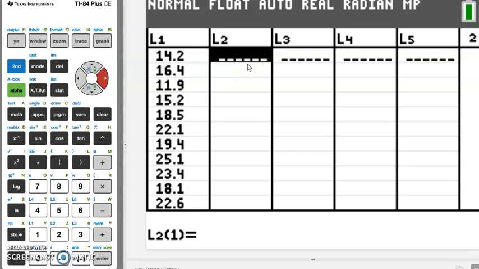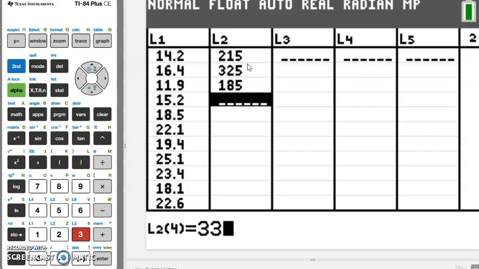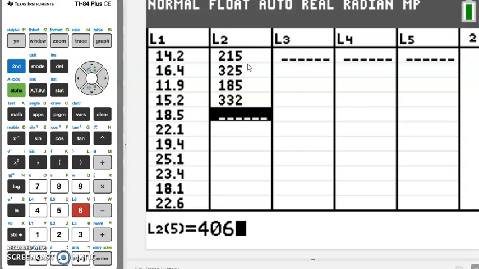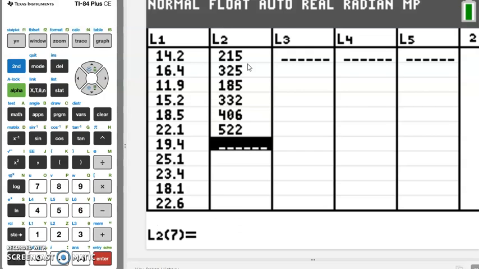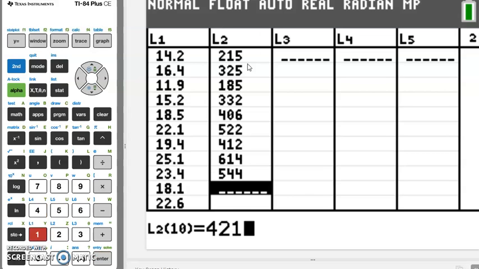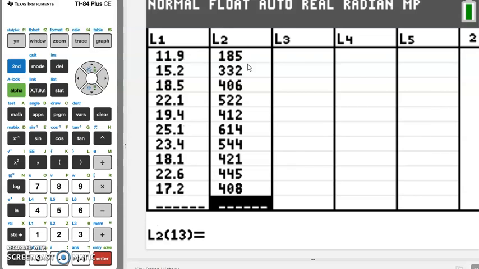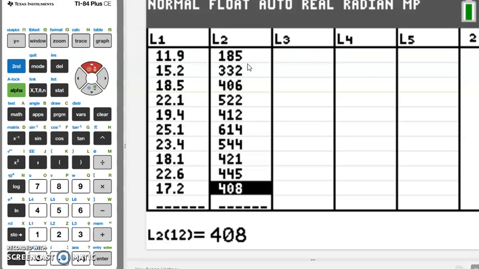So we put the corresponding ice cream sales, and we got 215, 325, 185, 332, 406, 522, 412, 614, 544, 421, 445, and 408. All right, 12 pieces of data for each.